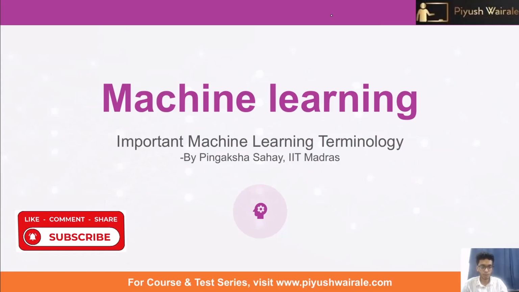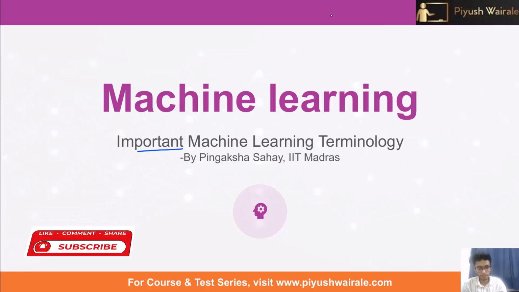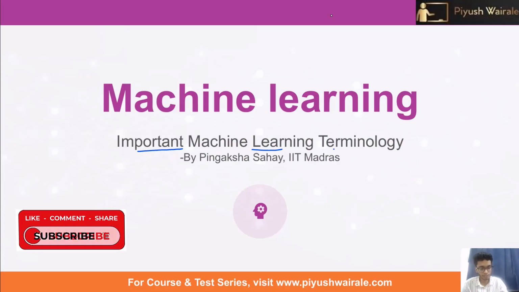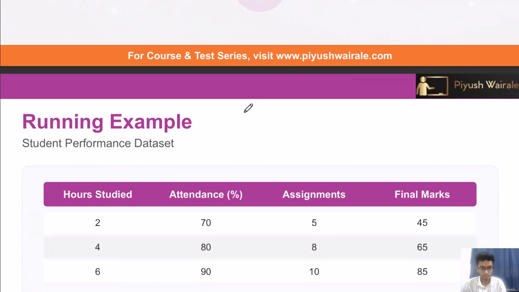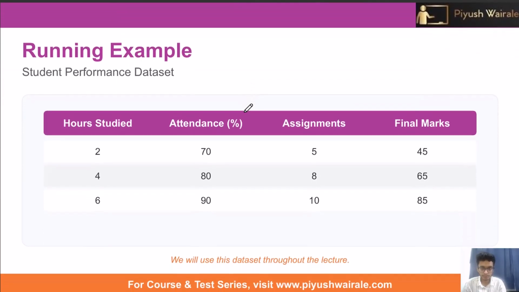Today is lecture 5 of module 1 of our machine learning course for GATE DA. Today we will learn about important machine learning terminology which we are going to use throughout the course. Okay, so let's start with this running example which we are going to use throughout this lecture.